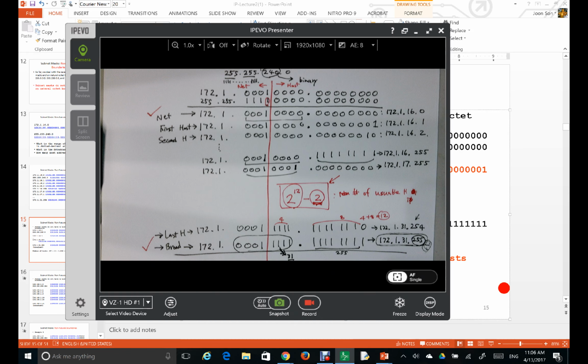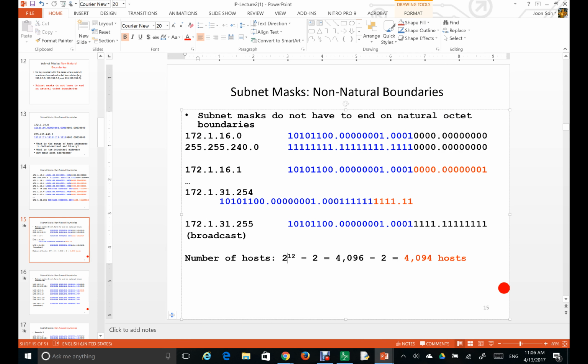So as you can see in the slide, 2 to the 12. You don't have to compute this number. For the answer, this is good enough. Okay. I'm going to end my lecture here.